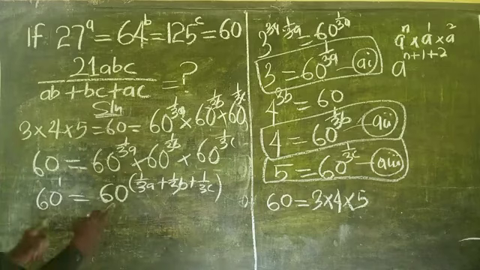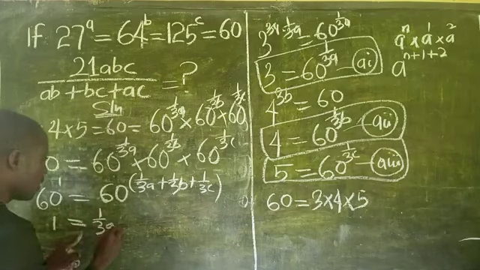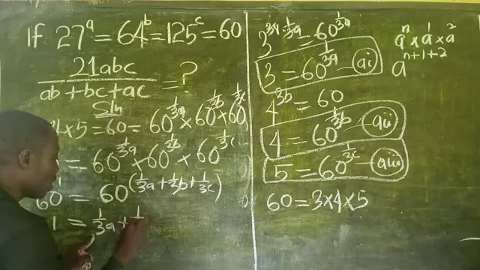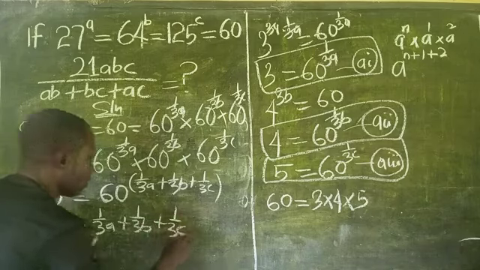And again, if we have the same base, we are also supposed to equate their powers. 60 is the common base. That is to say, 1 will therefore be equal to 1 over 3a plus 1 over 3b plus 1 over 3c.